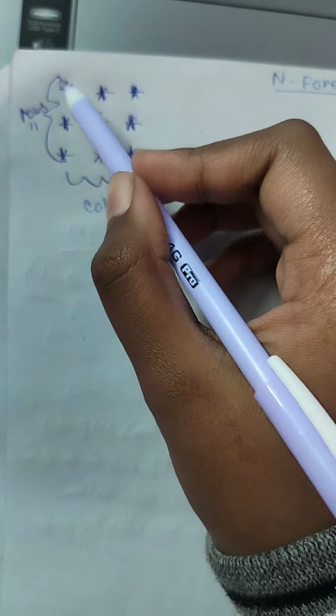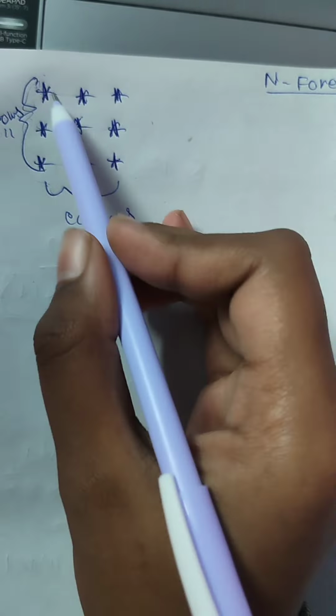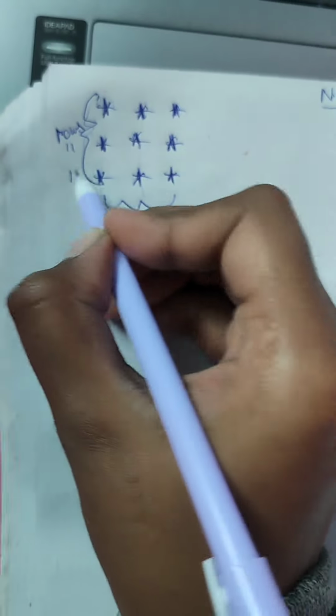Let's see. Here are the rows. These are called the rows and these are called the columns. As we all know, these are the rows and these are columns. So we will take rows as i and columns as j. Okay, fine. Let's start the coding.